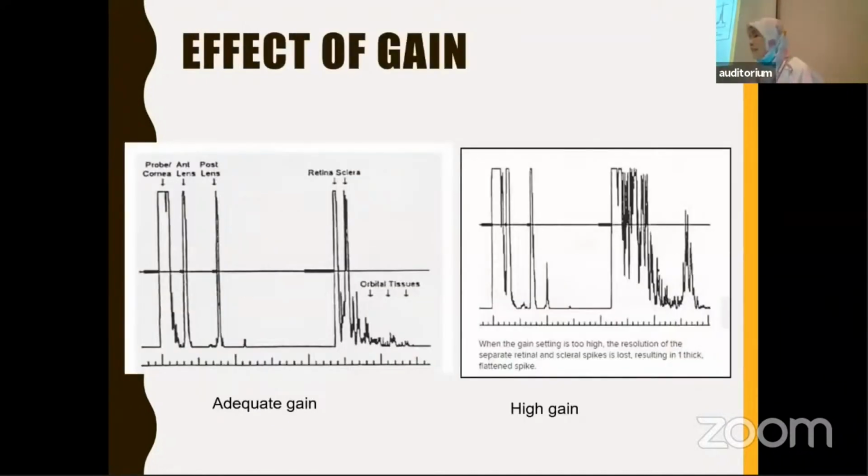This is the effect of the gain. The picture shows the effect of high gain on the retina and sclera spike. As you can see, with adequate gain, there is a small gap between the retina and sclera spike. Here are the retina and sclera spike, compared with the high gain here. There is no gap, is there? Can you see? And also with the cornea and lens, here we have a gap, but if you use high gain, the gap is very small.